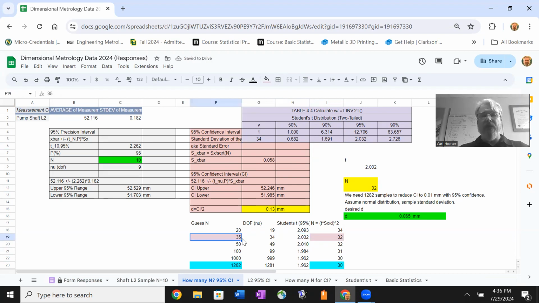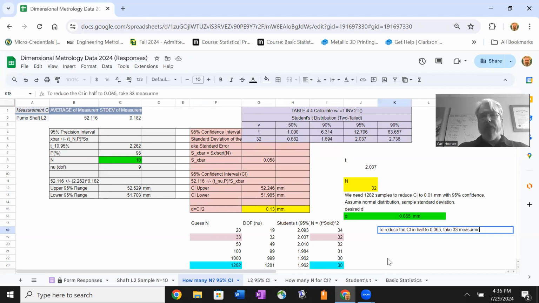And we can see this one's 35, this one's 32. Not quite the same. Maybe we'll split the difference. Find 33, and then we'll specify 32 as the degree of freedom here. 2.037. And we can see that these two, 33 and 32, are as close as we're going to get with the tolerance that we have here. So to reduce the confidence interval in half to 0.065, we need to take 33 measurements, or let's call it 33 samples.